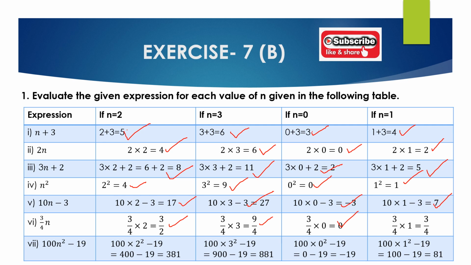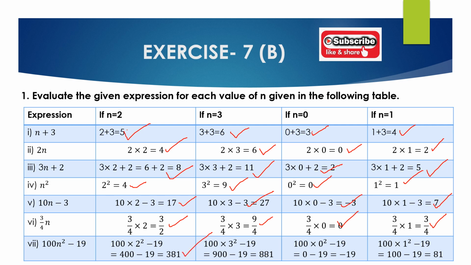And when n equal to 1, value of the expression is 3 divided by 4 multiplied with n, equal to 3 divided by 4. Seventh bit, 100n squared minus 19. When n equal to 2, value of the expression is 100 multiplied with 2 squared minus 19. 2 squared is 4, 4 multiplied with 100 is 400. 400 minus 19 is 381.